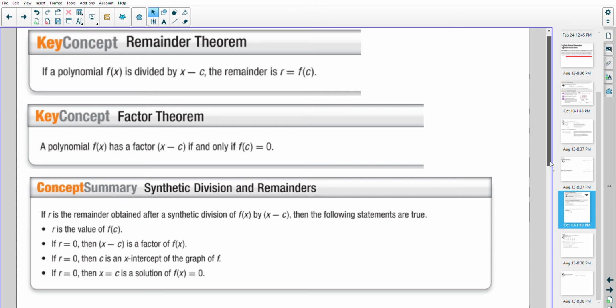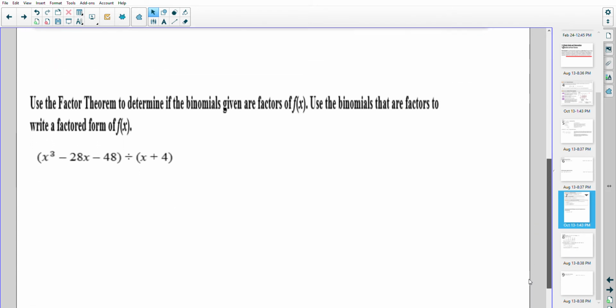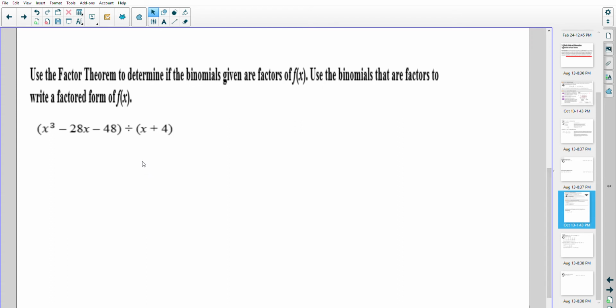Let's look at an example of doing this type of work. So the first thing that I would do coming to this example is to figure out, is this going to be a remainder of 0? Now, you could do that one of two ways. You could put in -4 into this function and figure out if you get 0, or the other way is to use synthetic division. So let's take a look at doing both of those.